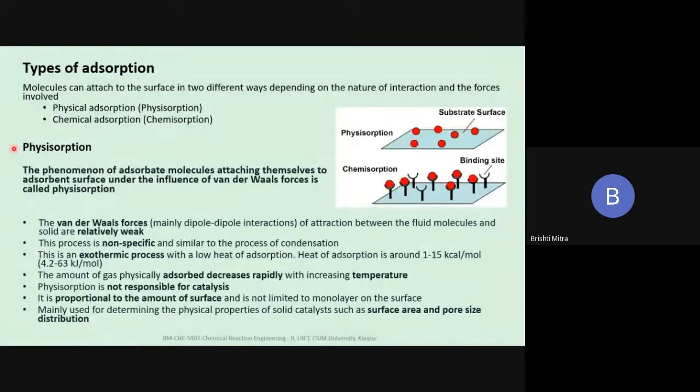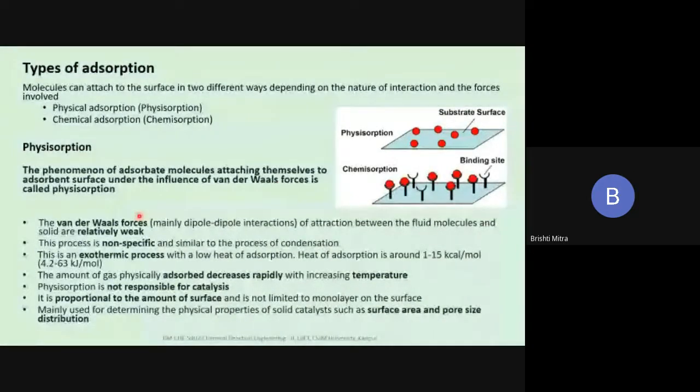So let us first look at physisorption. This is the phenomenon where the adsorbate molecules attach themselves to the adsorbent substance under the influence of van der Waals forces. This is called adsorption or physical adsorption or physisorption. That means there are two things. One is the adsorbent surface, which is the solid surface out here. And these are the adsorbate molecules, which are the red ones on top. This is the substrate surface. These molecules come and attach themselves to points on the substrate surface by means of forces known as van der Waals forces.